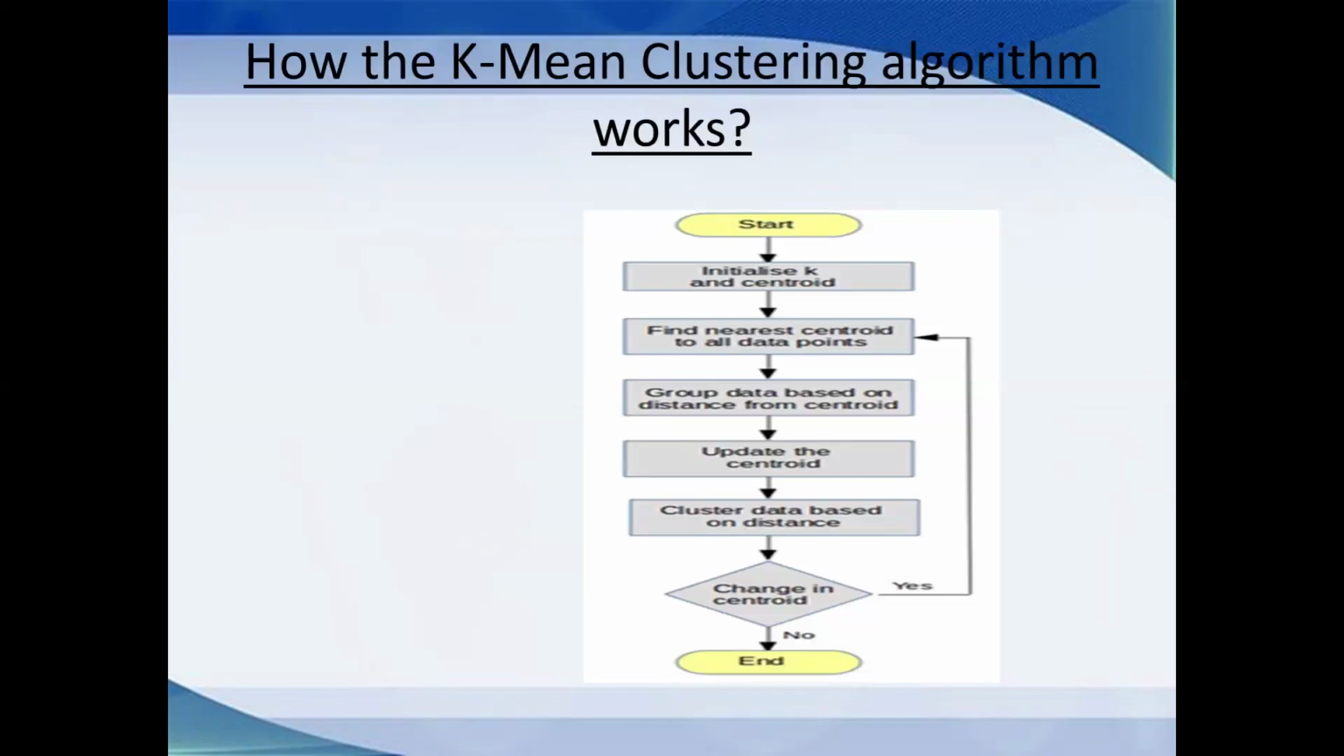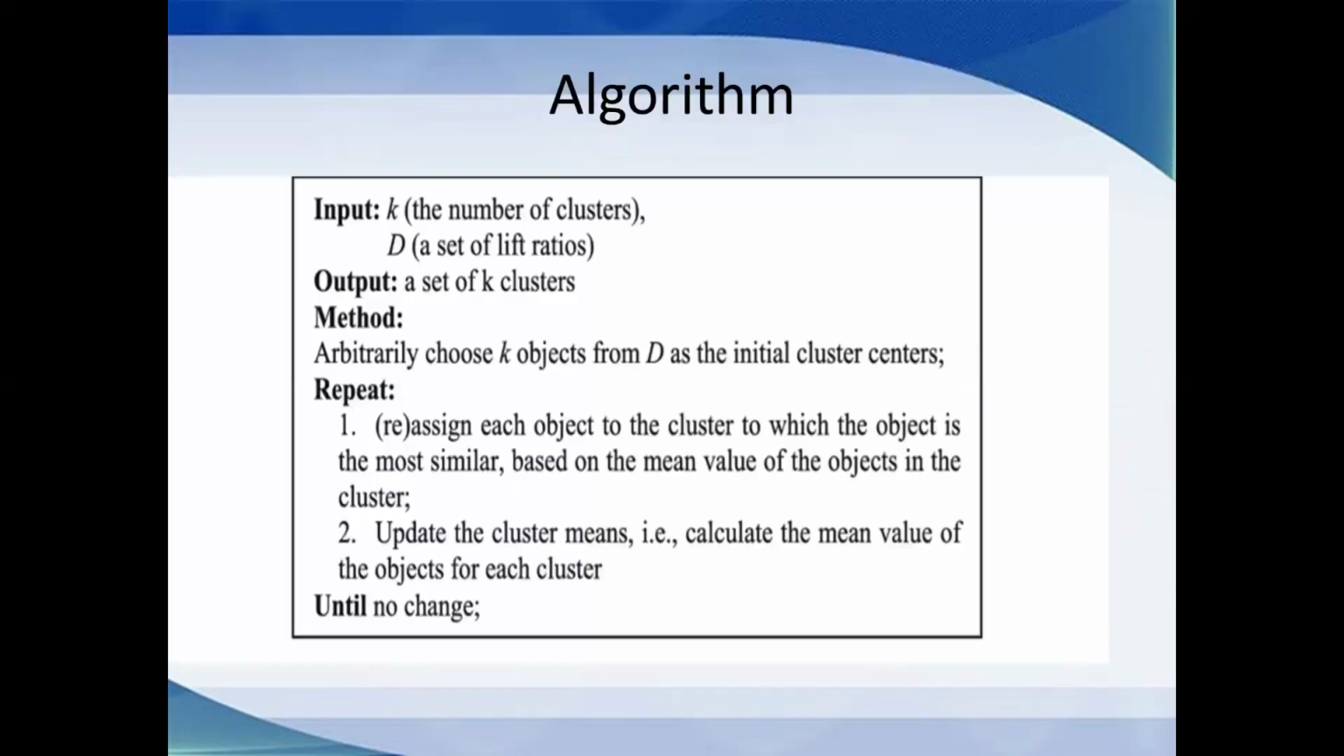Initially, it selects K centroids, then it finds out the distance between the K centroids and all other non-centroid points. Then it groups the data points based on their closeness to the centroid. See, after the group formations, the centroids will be updated, and based on the new centroids, the new groups will be formed. This process continues till there is no change in the centroid.